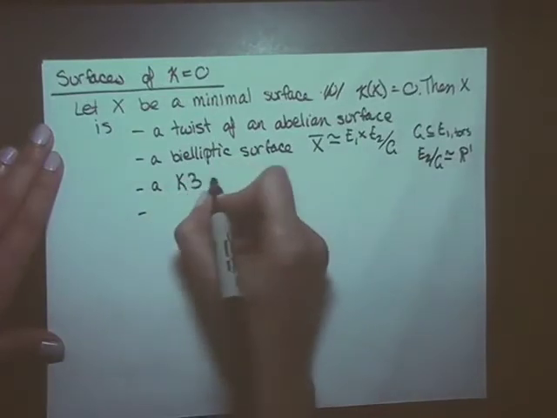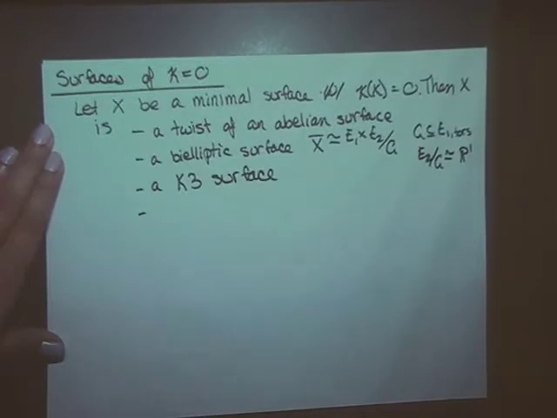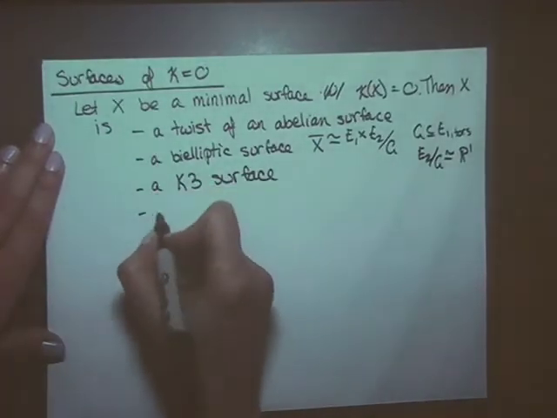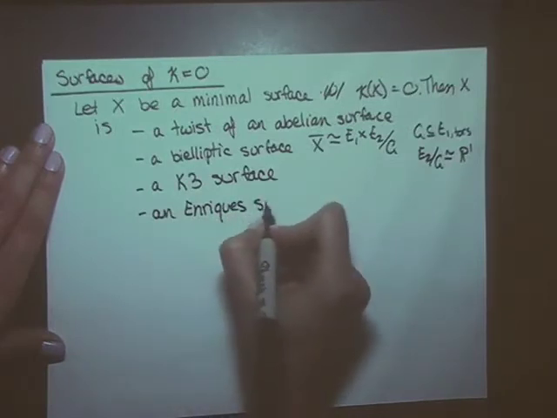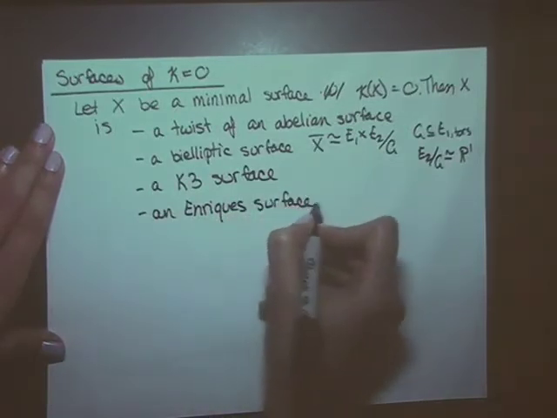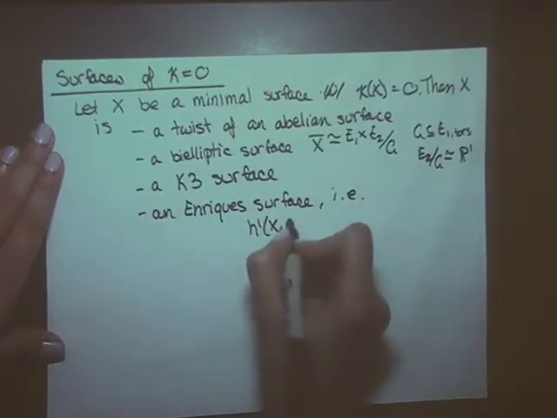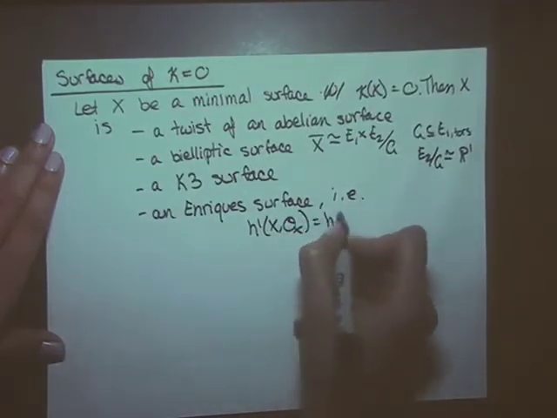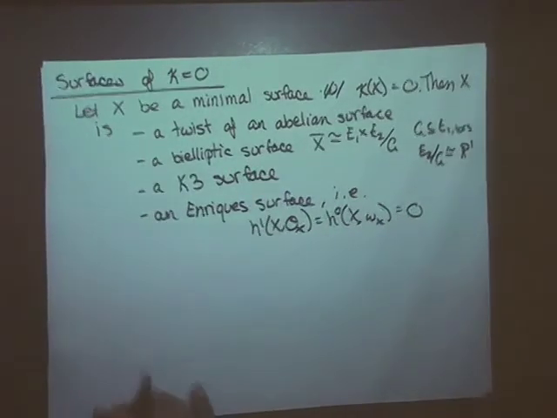Then a K3 surface, which by now you all know and love, and then an Enriques surface. So what is an Enriques surface? Well, I'll just define it by these invariants: H1 of O_X, and H0 of X omega X is 0. Okay, and these four are all, as I said, mutually exclusive.